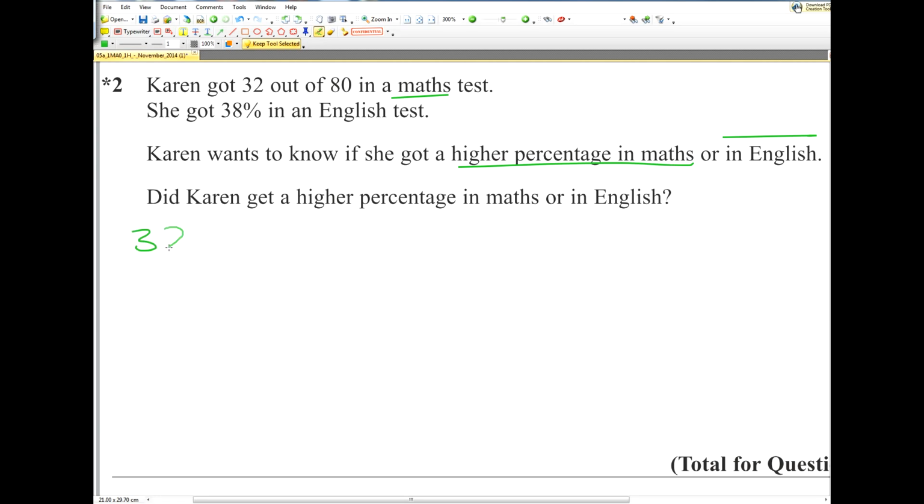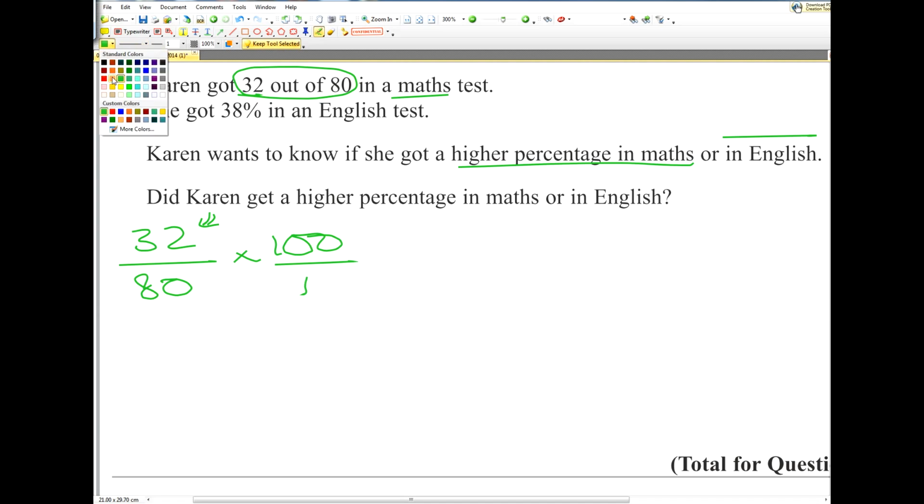So first of all, let's start with this. 32 out of 80 means 32 divided by 80. If you want to change this information into a fraction, it looks like that. To change that fraction into a percentage, we have to do this. It's the traditional old school method of changing a fraction into a percentage: multiply by 100 over 1.